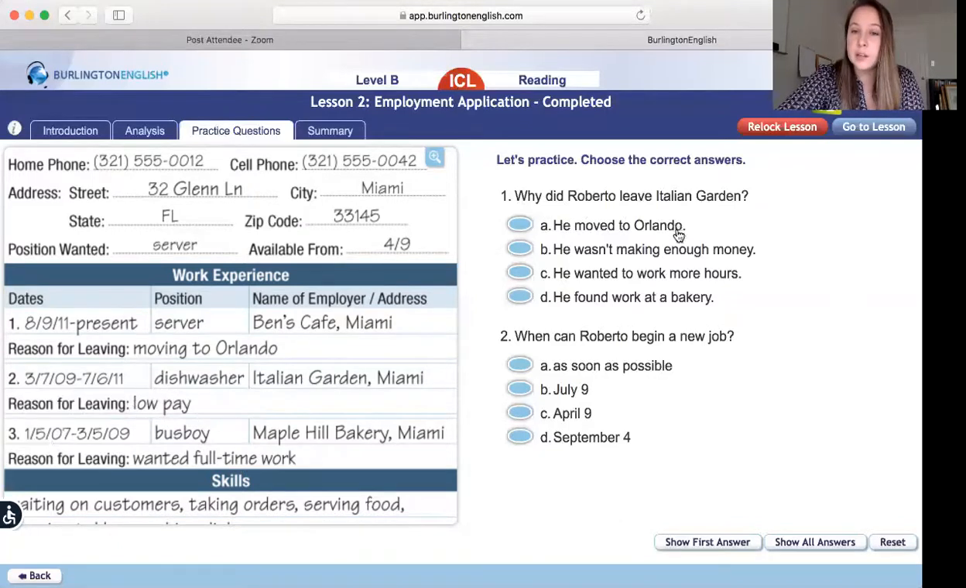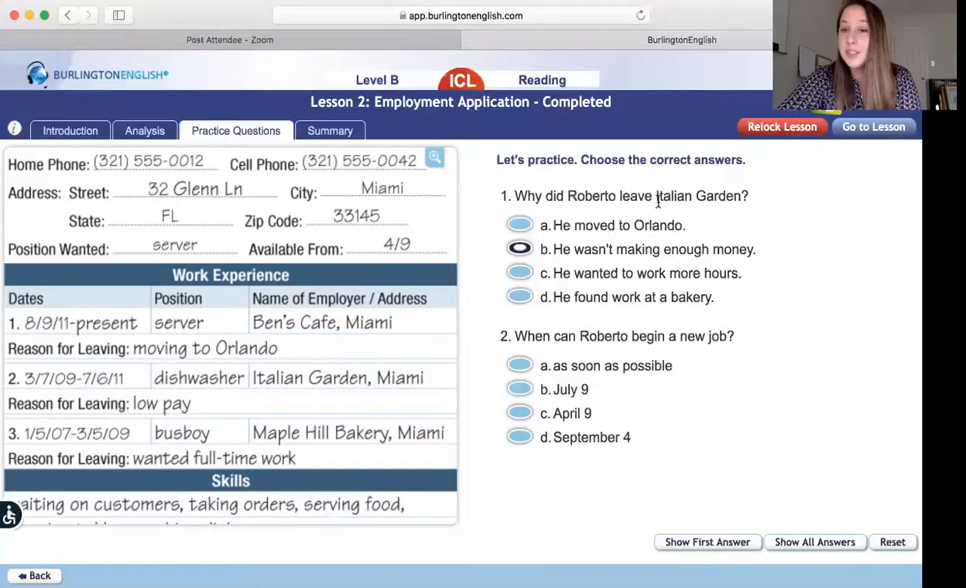Okay, so if we look at the answers, which of these means the same thing as low pay? Okay. So B, he wasn't making enough money. His pay, or the money he made, was too low.